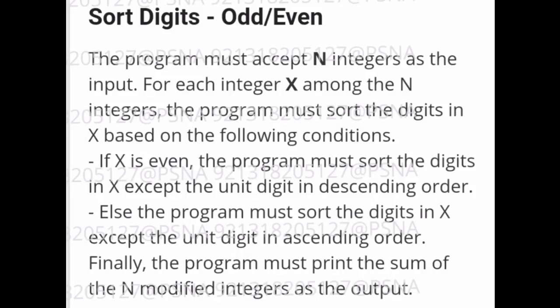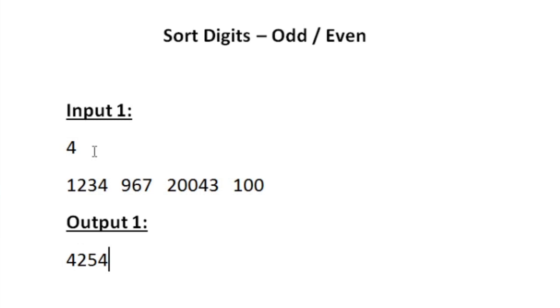This is the question asked in today's SkillRack daily challenge. So let us see our sample test cases. In the first line of input, we are given the value of n, and then we are given n integers as input. And in our output, we must print a single integer which denotes the sum of n integers after applying sorting operation on every integer as per the given condition. Now let us see how we are getting the value 4254.